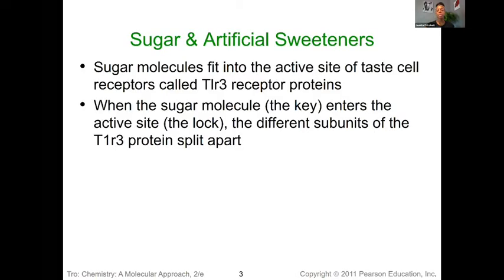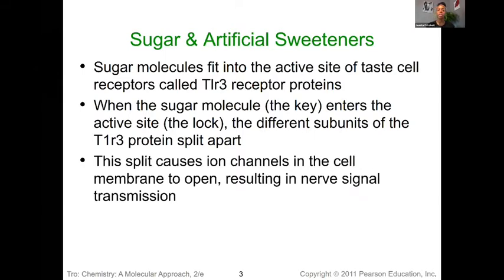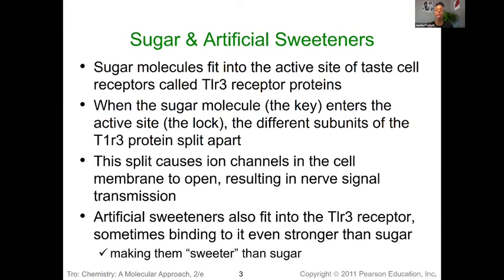Now, when we think about things like sugar and artificial sweeteners, sugar molecules fit into a specific active site that's found on your tongue. These molecules have a certain configuration that allows them to enter into this active site and then cause that taste sensation. Artificial sweeteners have a very similar structure, which allows them to simulate that same process, where they're able to bind to those same receptors and generate that same response.